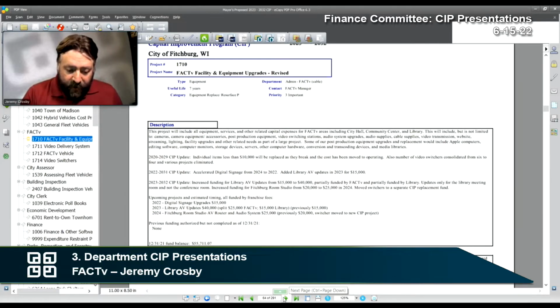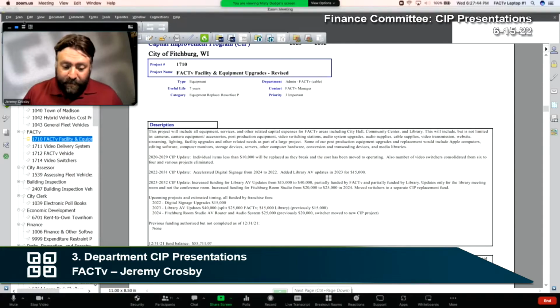And then in 24, you're looking at the Fitchburg room AV updates. We're setting that one at 25,000. That's in the community center. It's the old Fact TV office, if you want to know. But that has not had updates. Things have been changing again with COVID. We're doing some more work with the senior center now and streaming more events. So that's why we have that funding in there for that project. So if there's any questions on 1710, let me know.